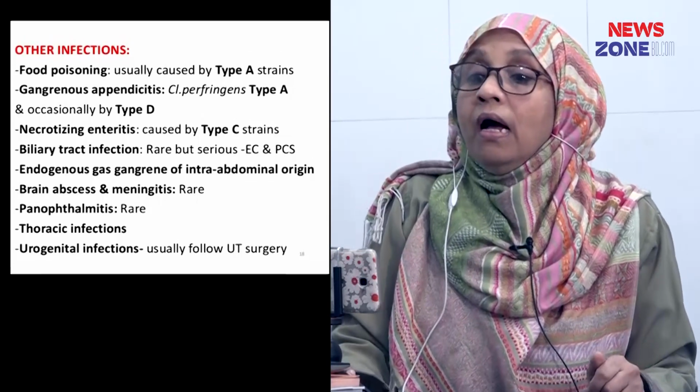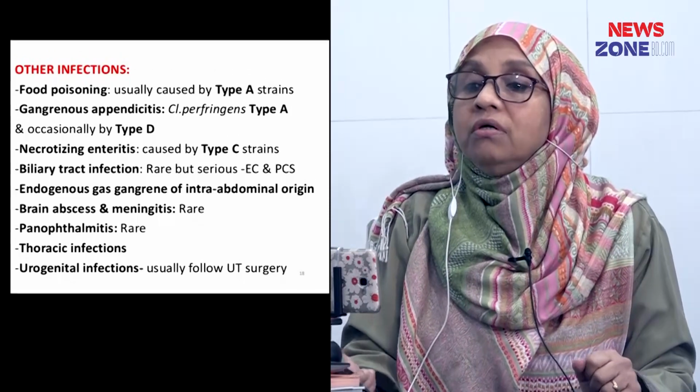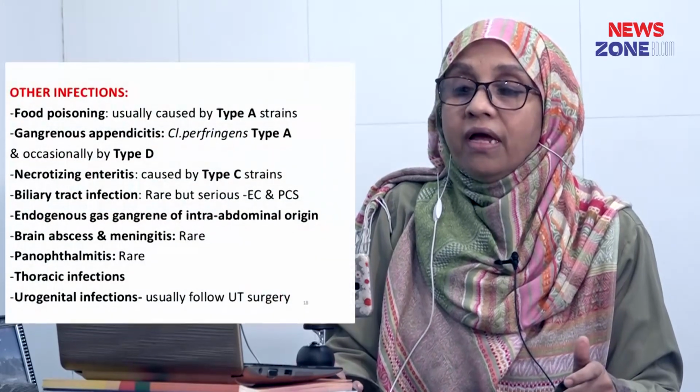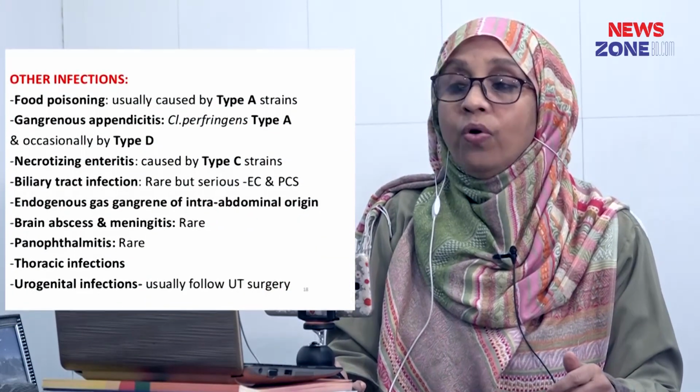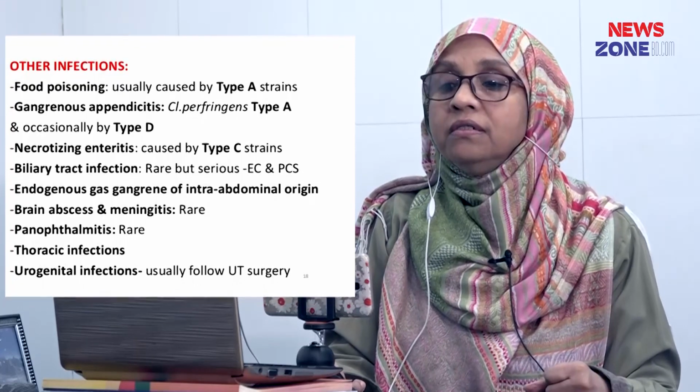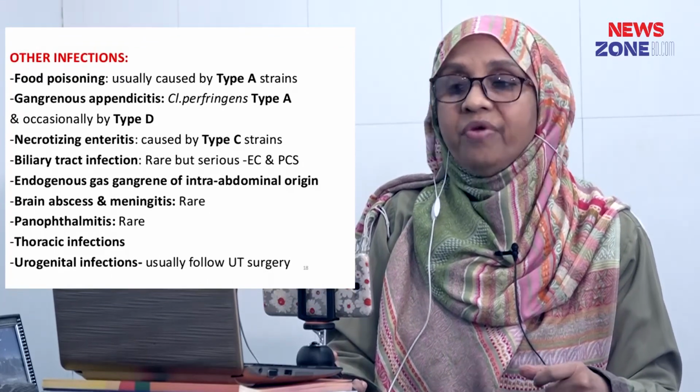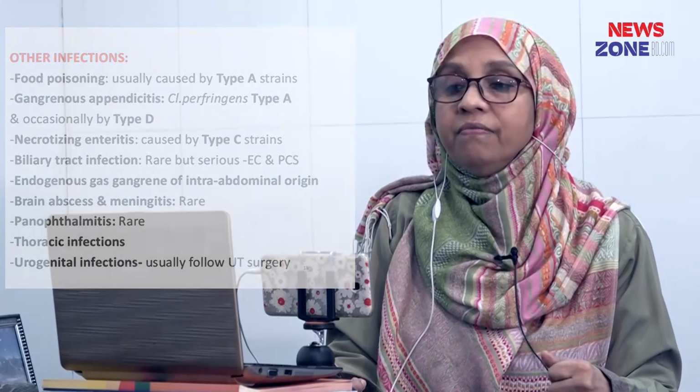Other infections it may cause, other than food poisoning, include appendicitis, internal infection inside the body cavity, necrotizing enteritis, gangrenous appendicitis, biliary tract infection, and also endogenous gas gangrene in the intra-abdominal organs. There can be brain abscess or meningitis due to these organisms. Panophthalmitis is a rare condition. They can also produce thoracic infection or urogenital infection.